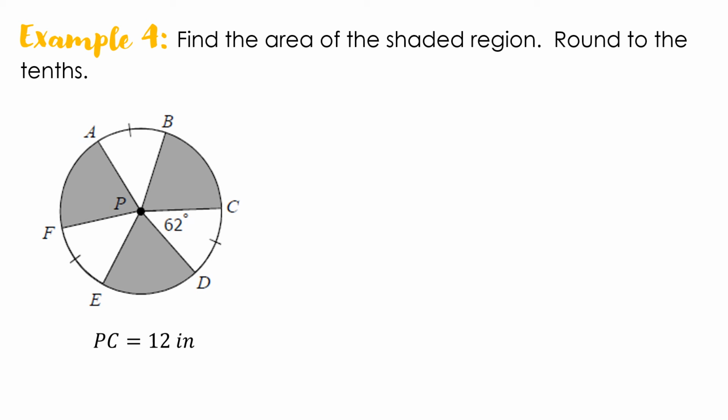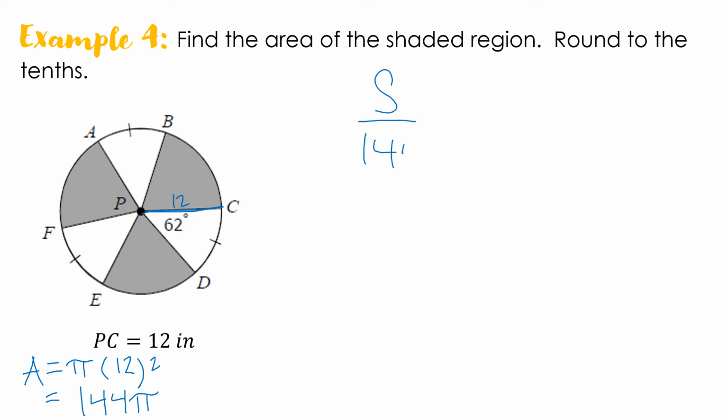All right, for our last problem, we are looking for, again, the area of the shaded region. This time we have 3 shaded regions. So we do need to know the area of the entire circle. So let's see what we've got. They gave us PC is 12. If PC is 12, that means they gave us a radius of 12. So to find the area, pi times r, which is 12 squared. 12 squared is 144, so the area is 144 pi. So S over 144 pi equals, we need to figure out M. M is going to be these arc degrees combined.